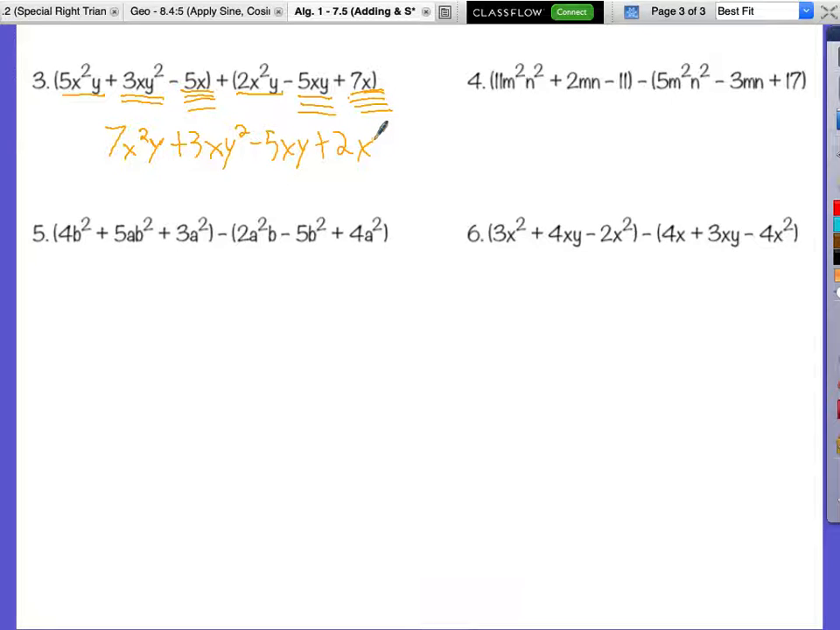And is this in our standard form? Yeah, because we have, first of all, in alphabetical order, x's come before y's, and we have x squared, and then we have powers of 1 for the x, so we say our tiebreakers are y's. Y squared, y, and there's no y.